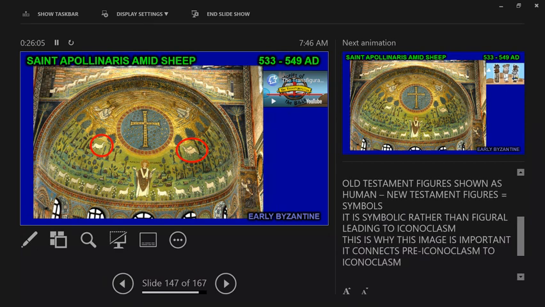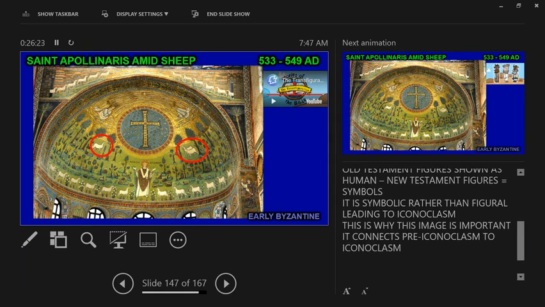In the Old Testament, figures are shown as human. In the New Testament, the Old Testament figures are shown as human. That is this one and this one. And then the New Testament figures are shown as animals. And that's the ones down here that are circled. It is symbolic rather than figural, and it leads to iconoclasm, which we'll talk about in just a second. This is why this image is so important. It connects the pre-iconoclasm to iconoclasm.